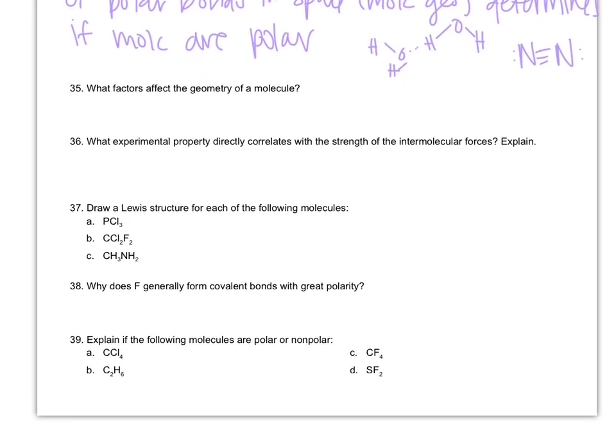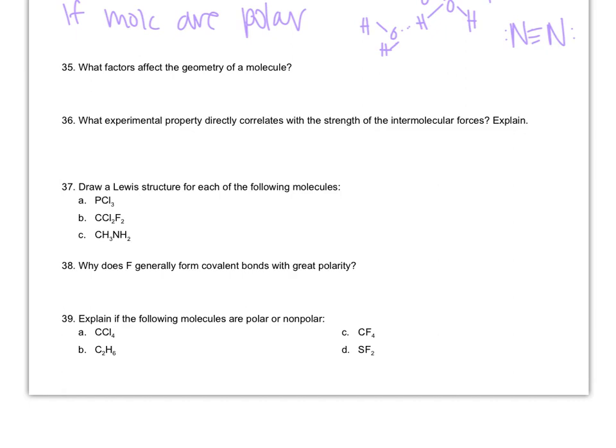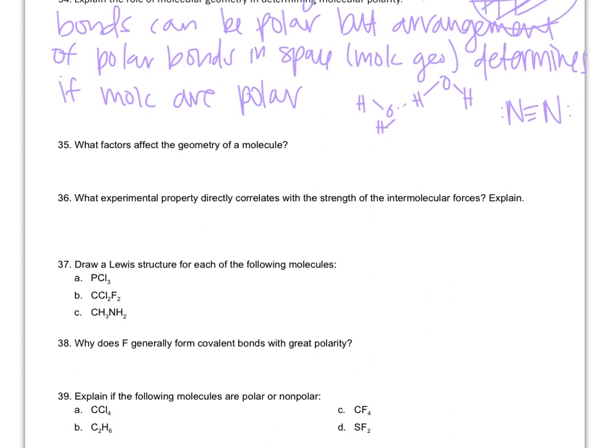Okay, moving on. It says, what factors affect the geometry of the molecule? So remember, the geometry of the molecule is determined by the VSEPR theory, which is saying that the electrons want to be as far apart as possible. And electrons are held in bonds, so the number of bonds makes a big deal. And the lone pairs of electrons.